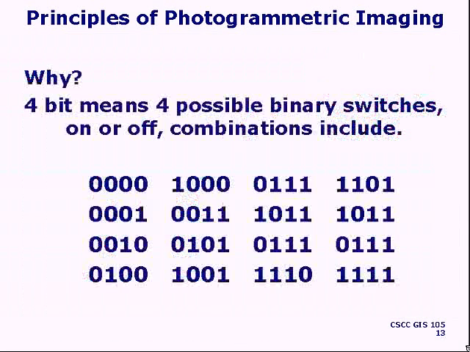Just to belabor the point, why is 4-bit color, 4 possible combinations, why does that give me 16 different values? Well, if you look at the bits, how the switches are set, what I've done here is put up every possible combination that you can get from a 4-bit combination of switches. You can see there's only 16 different possibilities, whether it's black and white or a color, 0, everything off, all ones, everything on, 16 different possibilities.